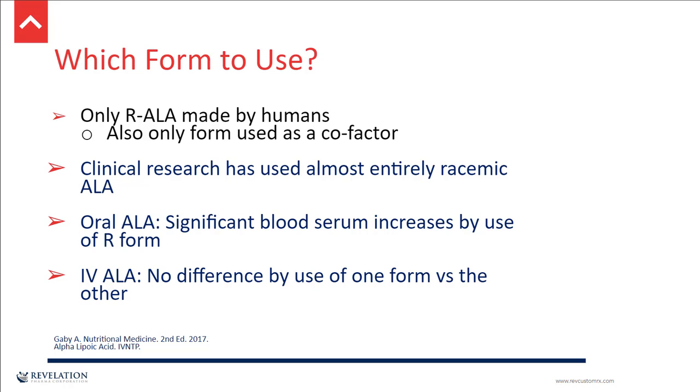And oral ALA, significant blood serum increases are seen mostly by use of the R form. But when it comes to IV alpha-lipoic acid, there's really no difference seen by one form versus the other. But again, most forms supplemented or used in various therapies will be the racemic form.